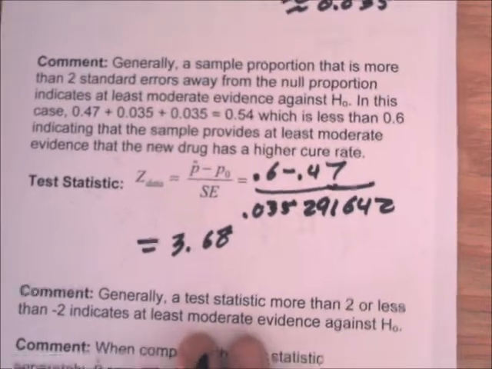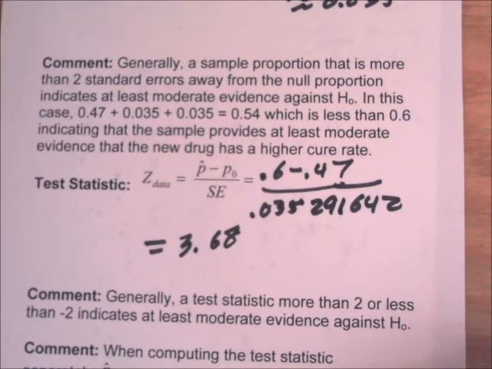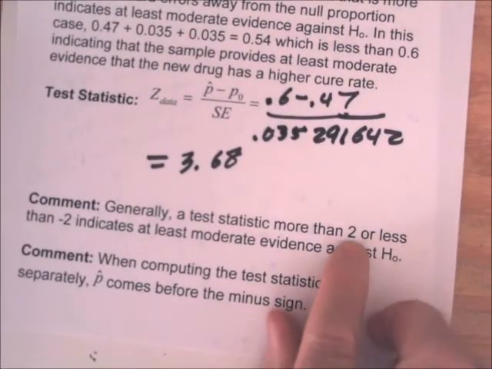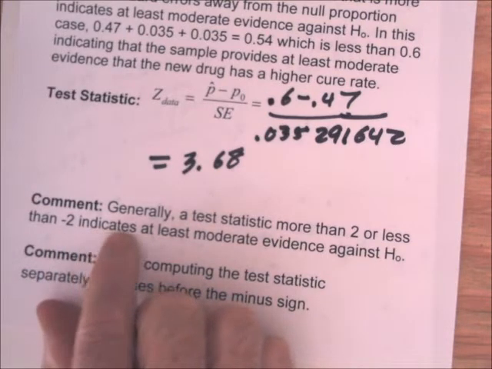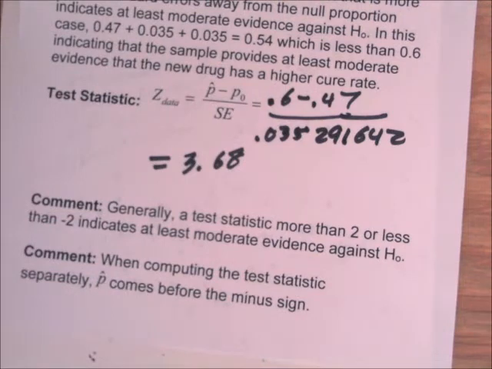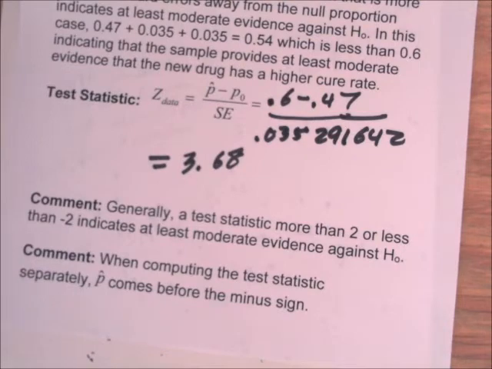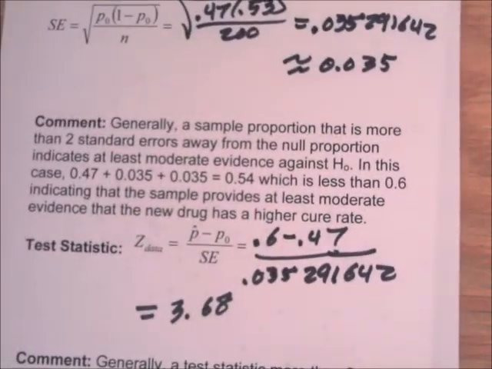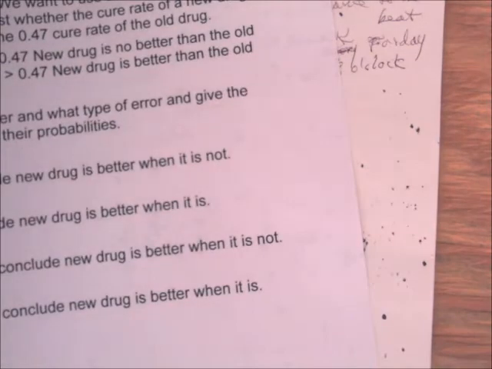And generally, if the z-score, or your test statistic, is more than 2 or less than -2, that indicates at least moderate evidence against H naught. For a right-tailed test, you want it more than +2. For a left-tailed test, you want it less than -2 to reject H naught. For a two-sided test, it would be either or. You could have either more than 2 or less than -2. Okay, so I think that's it for example 3, and then we can do example 4.